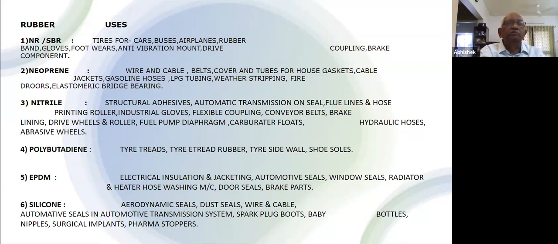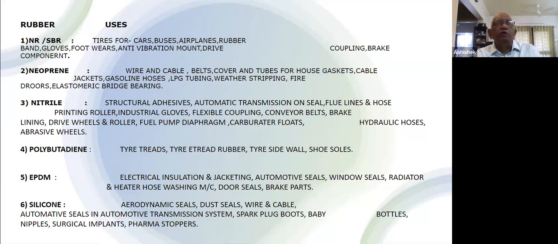Then gloves, footwear, gum boots and all that may be made from natural rubber. Anti-vibration mountings, then couplings, then some brake components can also be made from natural rubber. But the limitation of natural rubber and SBR is the temperature, which I explained to you. You cannot use it above 70 degrees in the case of natural rubber, and if SBR is properly compounded, you can use it up to 100 degrees centigrade.